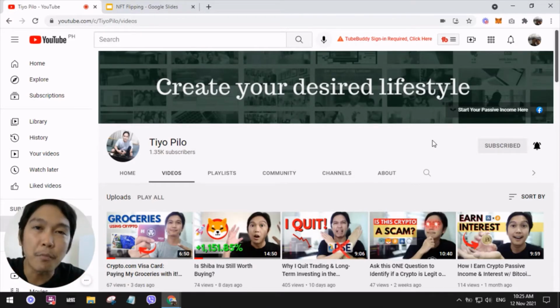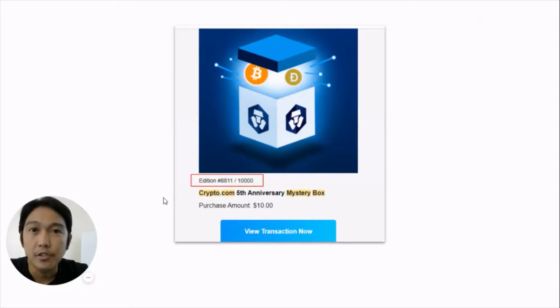So let me share with you paano ka ba kikita through what you call NFT flipping. Alright? So, yung very first experience ko when it comes to NFT flipping is yung when crypto.com, the platform I'm using to buy cryptocurrency. They had this 5th anniversary tapos they're selling mga mystery boxes for $10. Tapos, when you buy this mystery box, meron kang chance to get like 1 Bitcoin, Ethereum, Dogecoin, and whatever mga crypto.